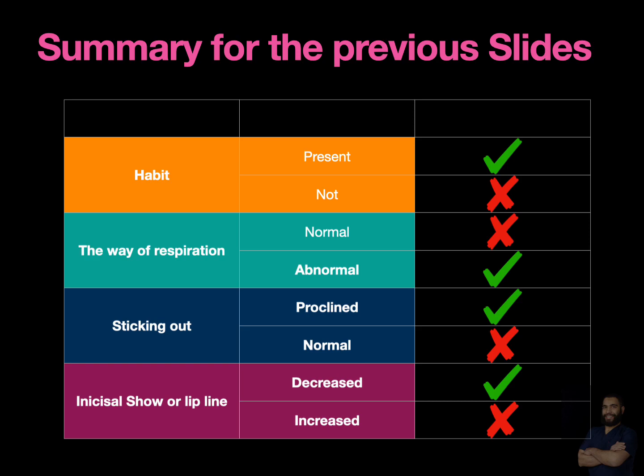The way of respiration also, if it's abnormal, you should refer the patient to a specialist to confirm the patency of the respiration. And for sticking out, if the patient has proclined incisors, you should consider extraction in your treatment plan. And for incisor show or lip line, if it is decreased, you can consider extrusion of the upper incisors, and this may improve the smile of the patient.